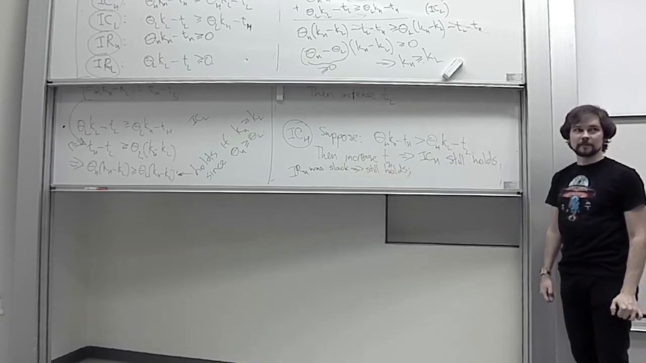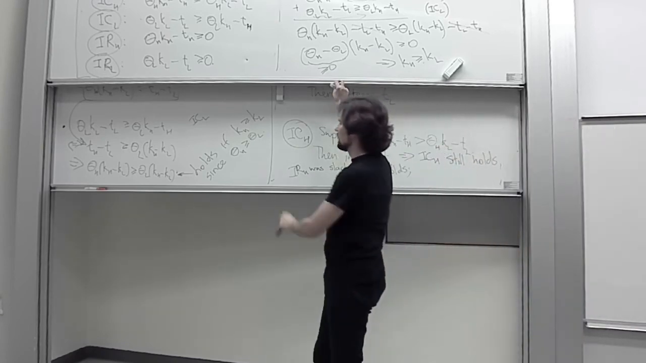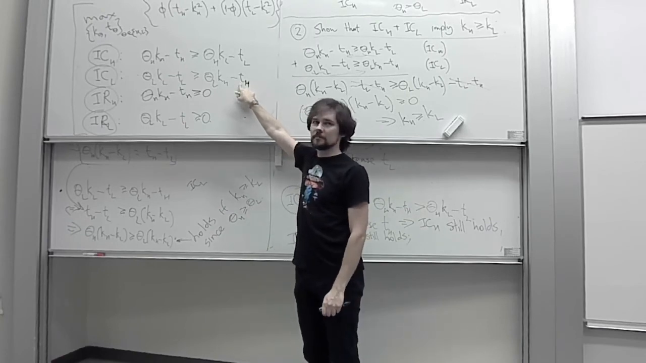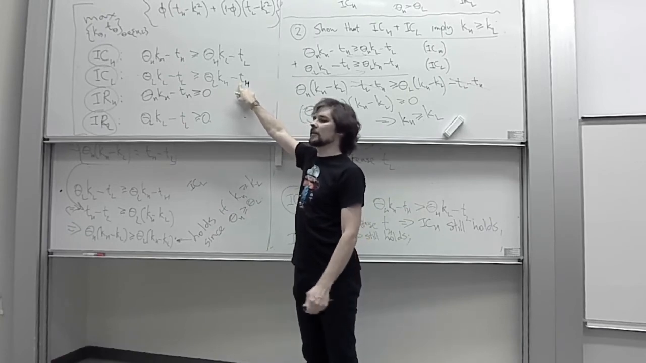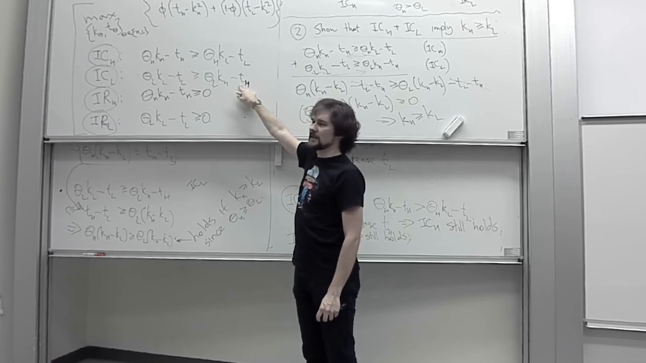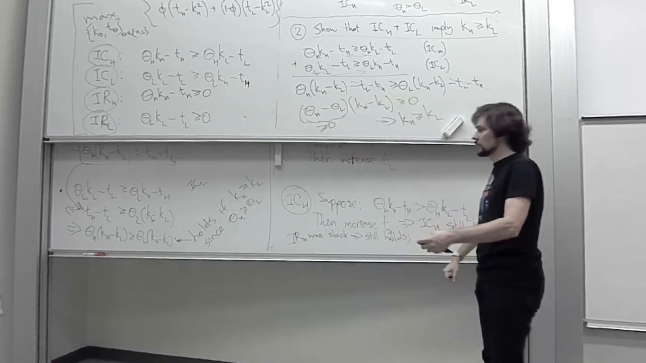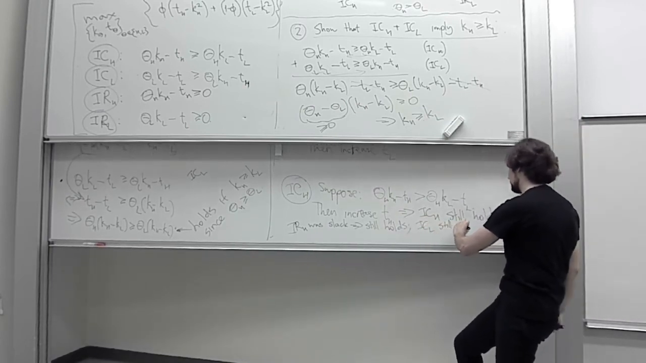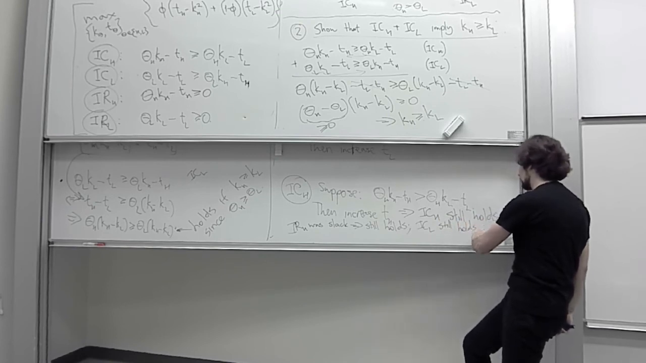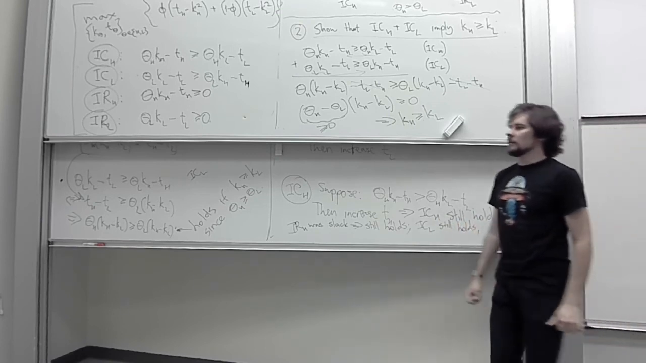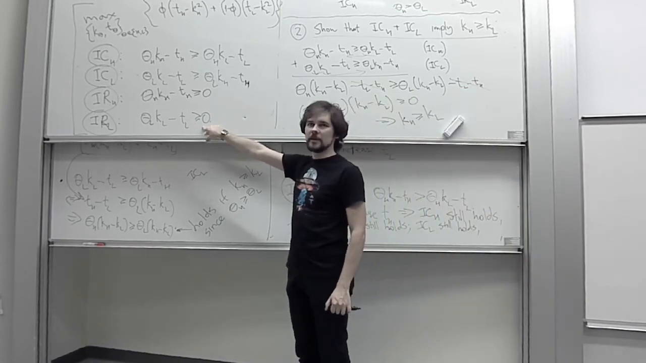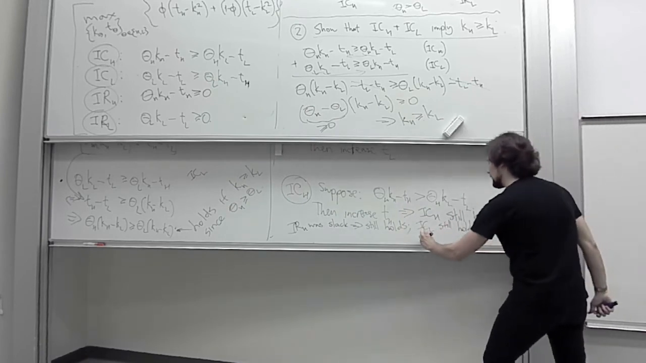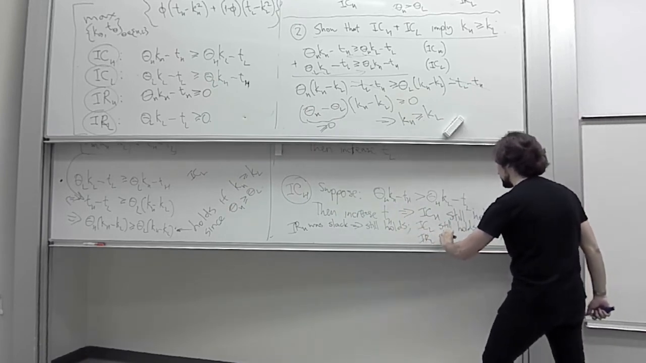And then what about the low type? If you look at the IC of the low type, if we increase TH, it only becomes slacker. It is easier to satisfy this constraint. Therefore, if it was holding, it still holds. IC L still holds. And for IR of the low type, TH does not even enter it. So it is not affected by our small manipulation. IR L still holds.